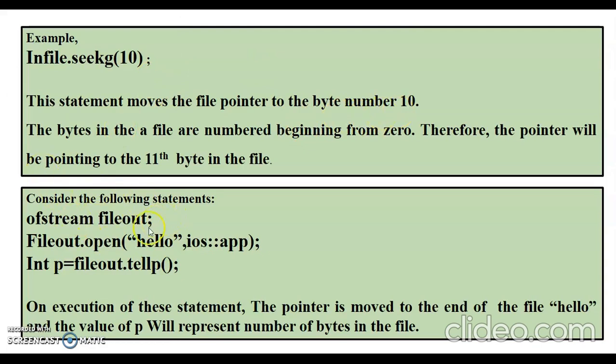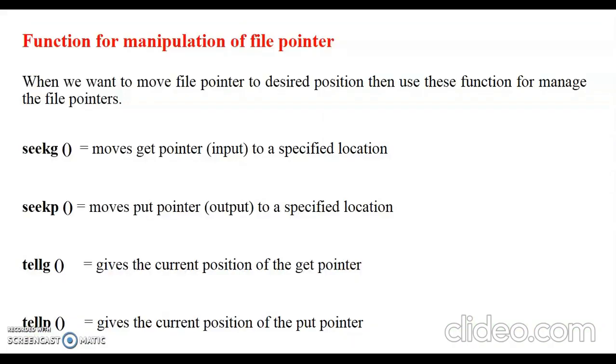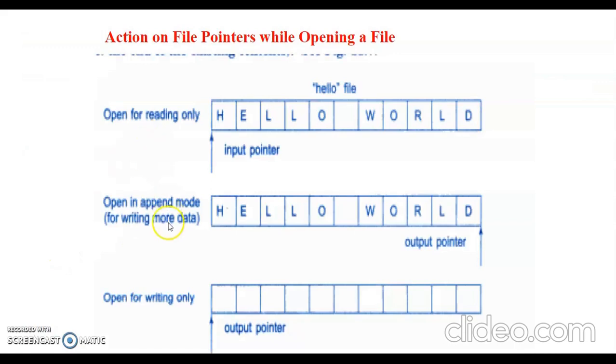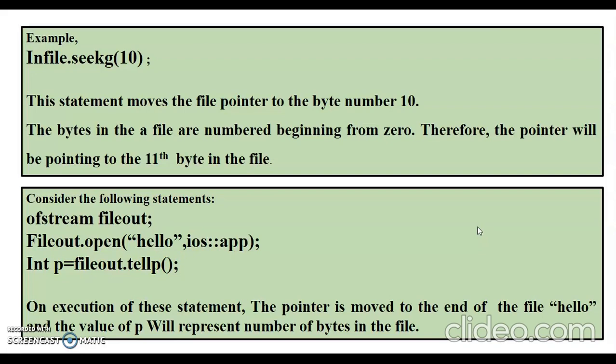So let's say we have this statement of an ofstream file, fileout. It means fileout is an object of the ofstream class. And when you say fileout.open("hello", ios::app), let's say hello is the file name, ios::app means you are opening the file in append mode. Append mode means when your file opens in append mode, your output pointer will be at the end of the file.